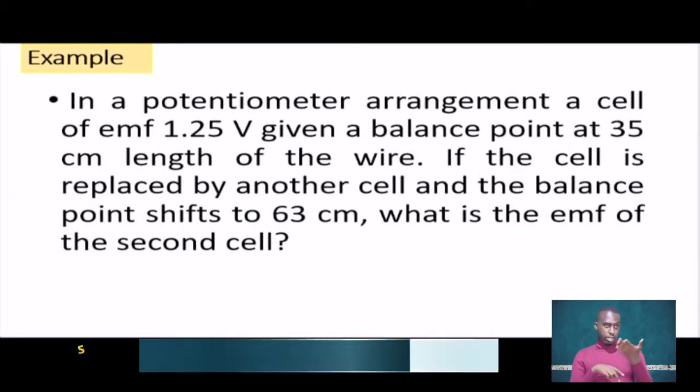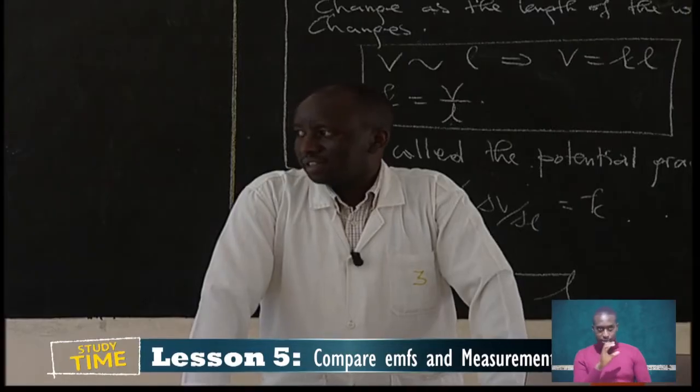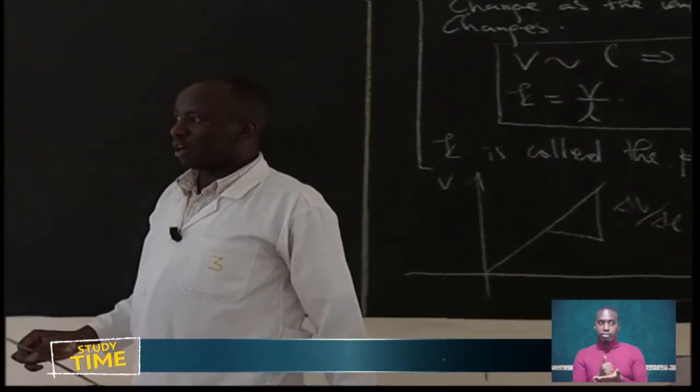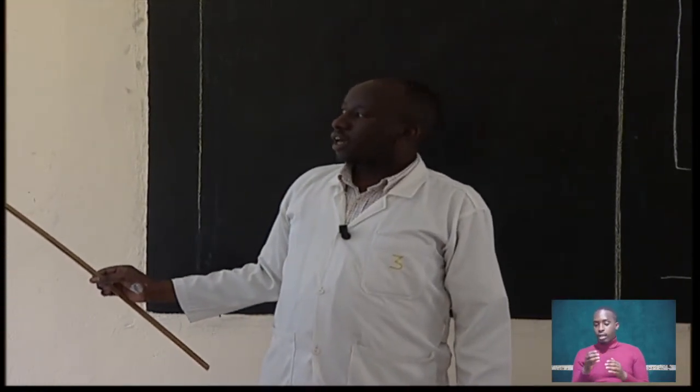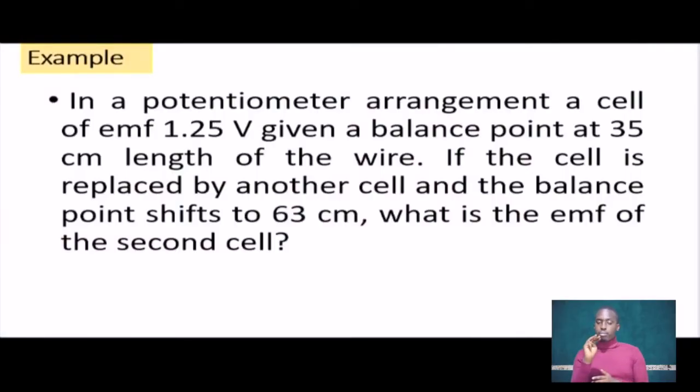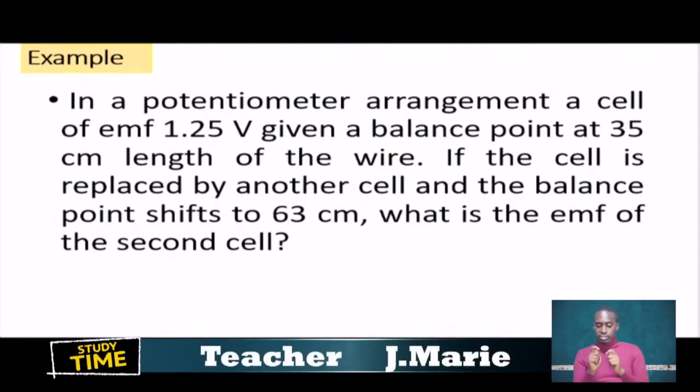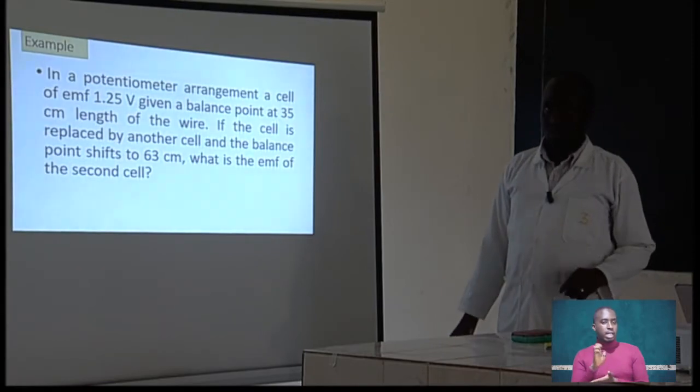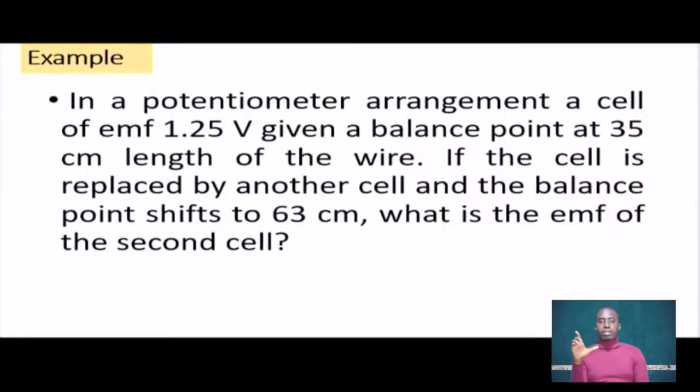Read that example, and then find the answer. I'm helping you now to read it out. A potentiometer arrangement, a cell of electromotive force 1.25 volt gives a balance point at 35 centimeters length of the wire. If the cell is replaced by another cell, and the balance point shifts to 63 centimeters, what is the electromotive force of the second cell? I'm giving you 1 minute to finish, and then we work this together.